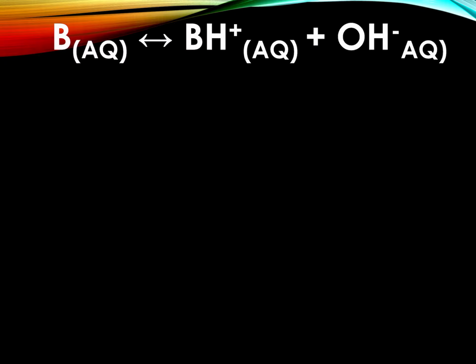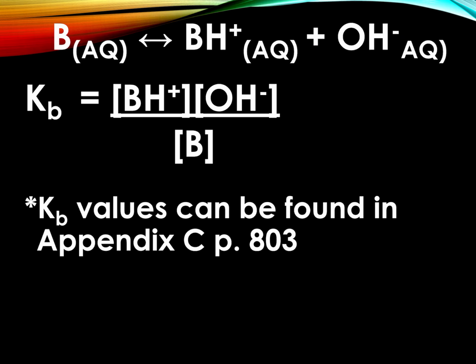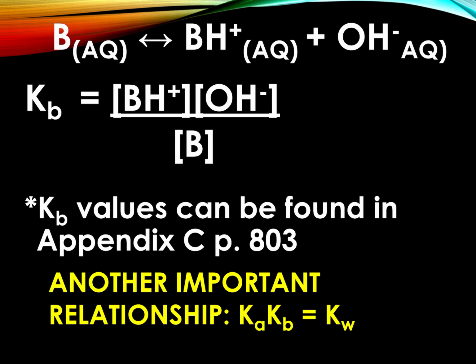So now we have a base, which is a proton acceptor, and usually it steals the proton from water, which we'll talk about when we do the problems. And so again, products over reactants, we're only going to deal with bases that accept 1 proton for now.